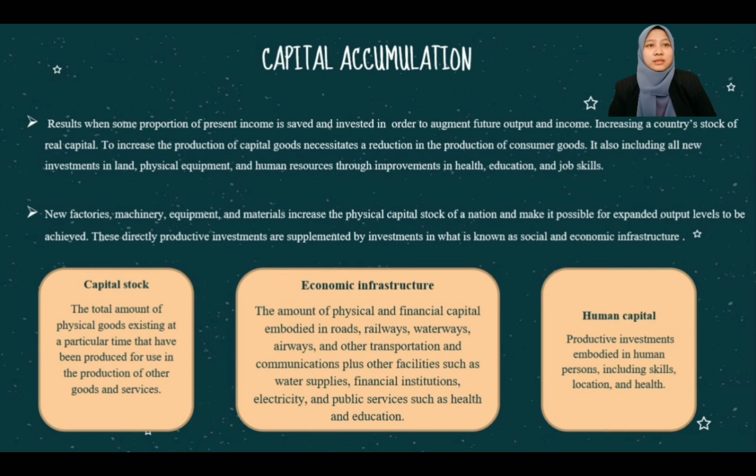Capital accumulation results when some proportion of present income is saved and invested in order to augment future output and income, increasing a country's stock of real capital. To increase the production of capital goods necessitates a reduction in the production of consumer goods. It also includes all new investment in land, physical equipment, and human resources through improvement in health, education, and job skills.